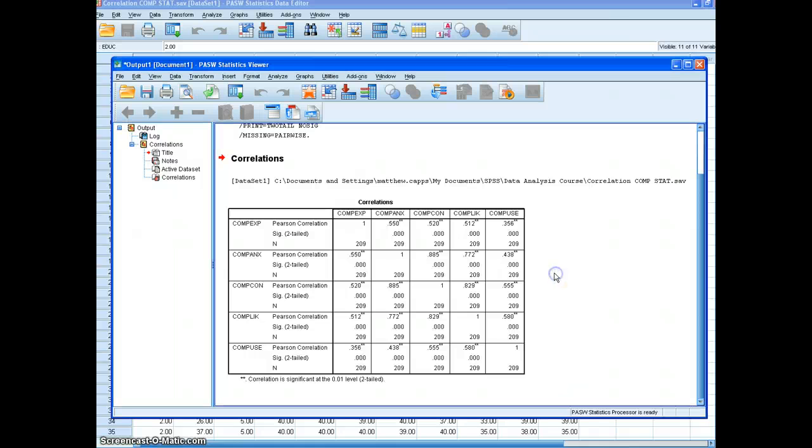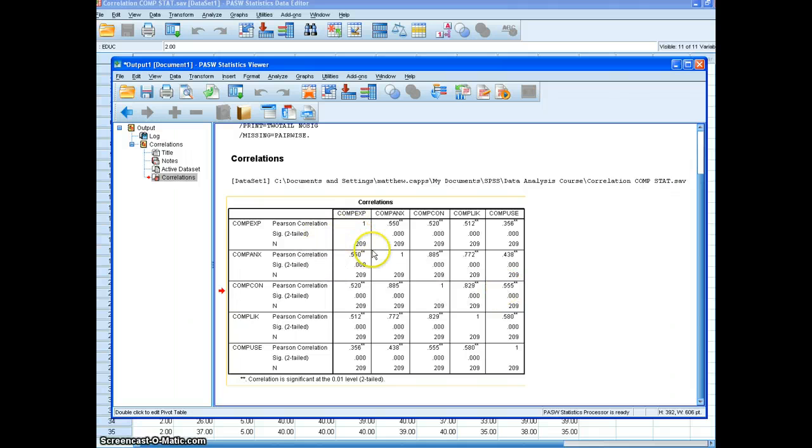Okay, and you should get something that looks like this. What this shows is the correlation between computer experience and computer anxiety, the correlation between computer experience and computer competence, the correlation between computer experience and how much you like computers, and the correlation between computer experience and how useful computers are. What you'll notice is you can either look at it like this or you can look at it going down. But the numbers here and here are the same.